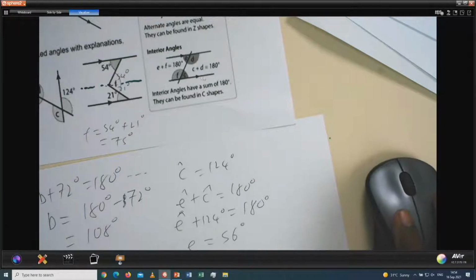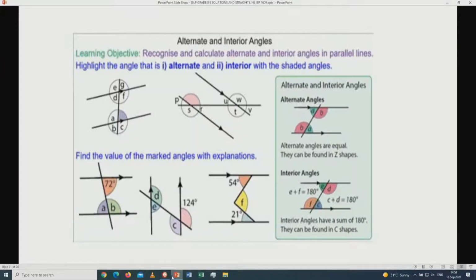C plus D, as we said, gives you 180. E plus F equals 180, as we said earlier on. Now, those are our parallel lines. All right.